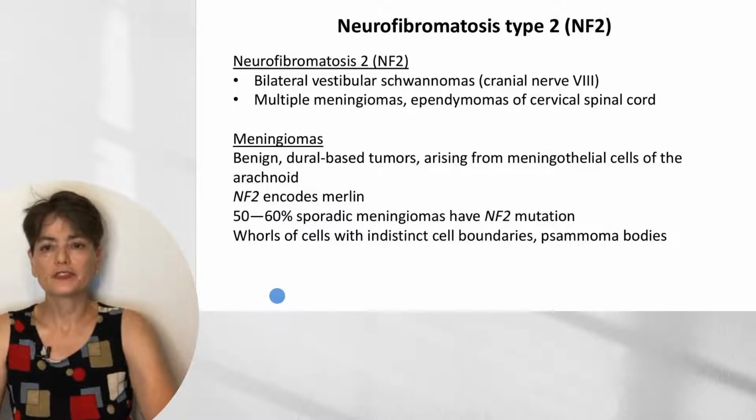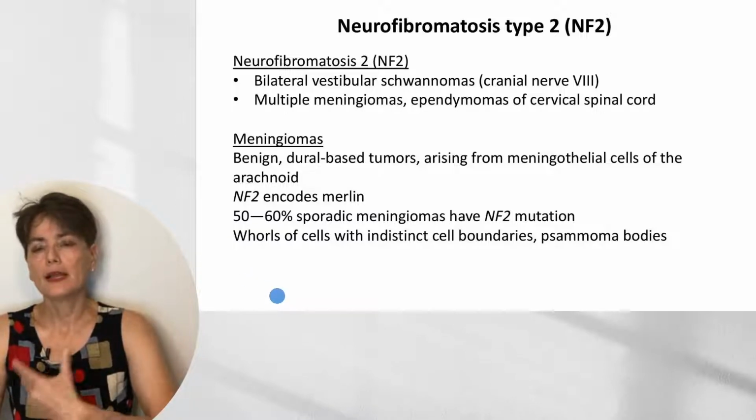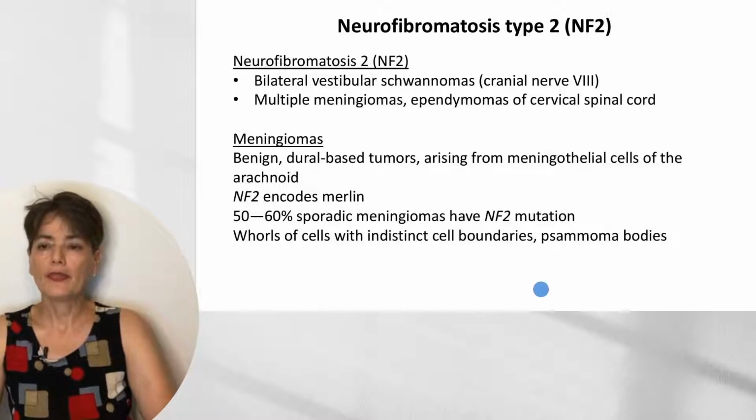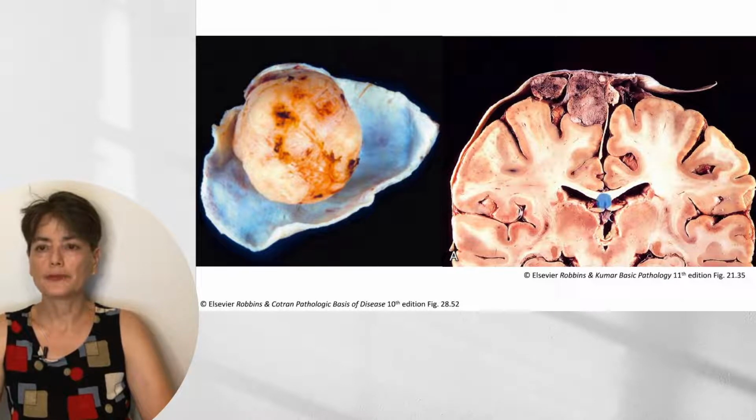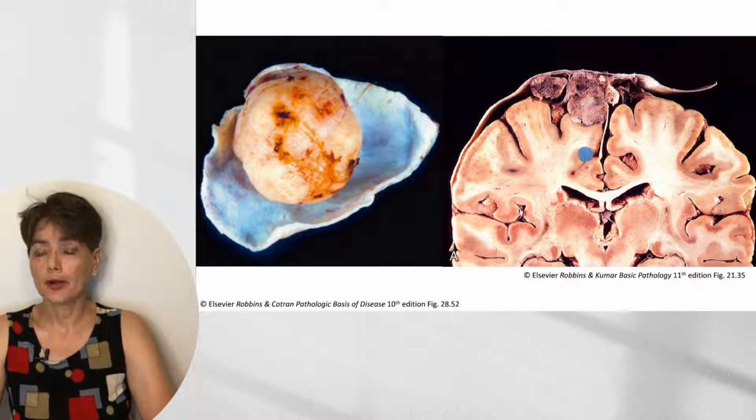Histologically, we'll see whorls of cells with indistinct cell boundaries. That's referred to as a syncytial appearance. And they will frequently have psammoma bodies, and I'll show you a nice image of those. Let's begin with a gross image. Here's an image from Pathologic Basis of Disease where you can see this very well circumscribed mass arising from the dura. Here's another one from Robbins and Kumar Basic Pathology where you can see here we have indentation of the underlying brain. Now, uncommonly, we can actually get invasion into the brain by meningiomas, but for the most part, they are well circumscribed and simply cause compression.